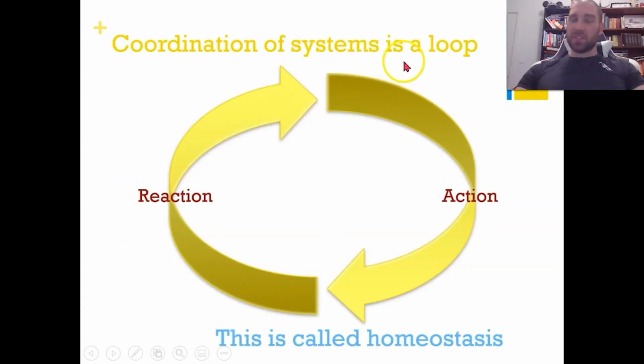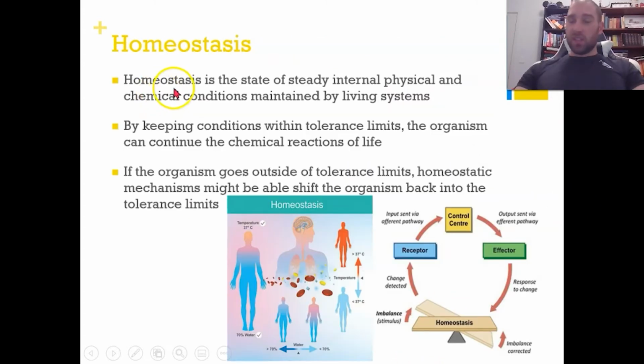So the coordination system is a loop. We have an action and we have a reaction, and this continually cycles around to maintain our body at particular levels of things like temperature, pH, glucose, oxygen, waste levels, water levels. So we have inputs and outputs that regulate each other so that we maintain a specific level within our bodies, and that's homeostasis.